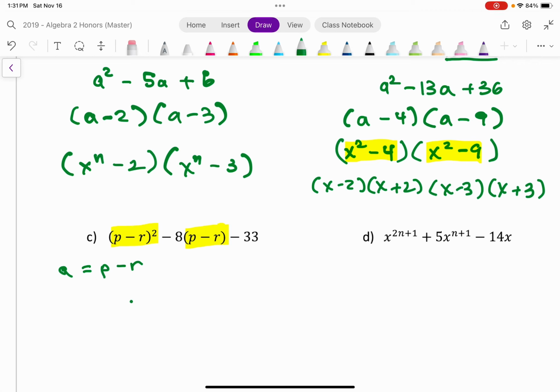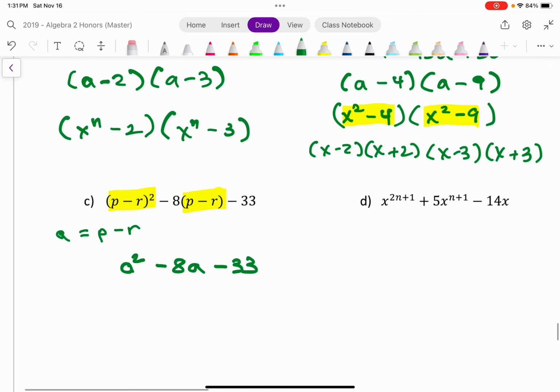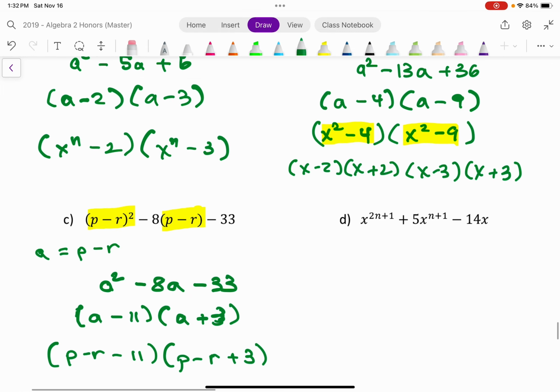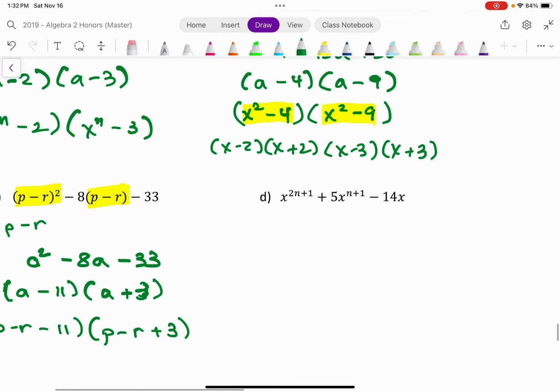So in this case, it's going to be a squared minus 8a minus 33. Factors of 33 that add up and give me negative 8 are a minus 11, a plus 3. And then substitute back in. A was p minus r, so p minus r minus 11, and p minus r plus 3. And I'm done. All right, the next one is a little bit tricky.